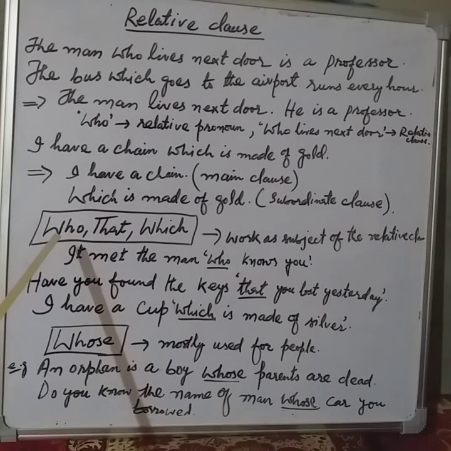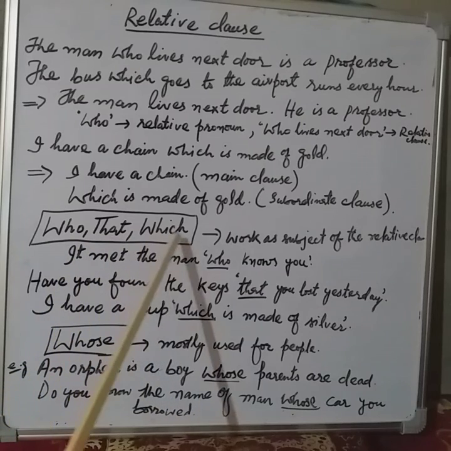Now let's move towards who, that, which. You are aware that they are used in relative clauses. Who is used for persons, that is used for non-living things, which is used for things, etc. So that and which are interchangeable. We can use which and that interchangeably here. But besides this, who, that, which work as the subject of the relative clause.